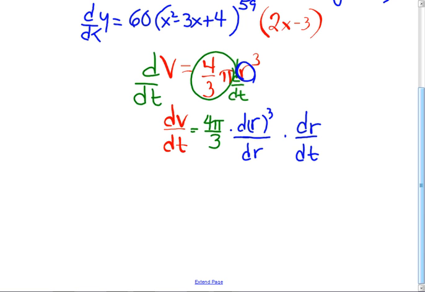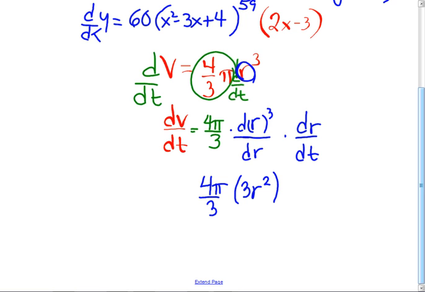Now, let's say you don't know any calculus. You're just looking at this algebraically. What happens to the dr's? They cancel. That's what they look like mathematically. It's not exactly right, but that's okay. You get the idea here. What is the derivative of r cubed?